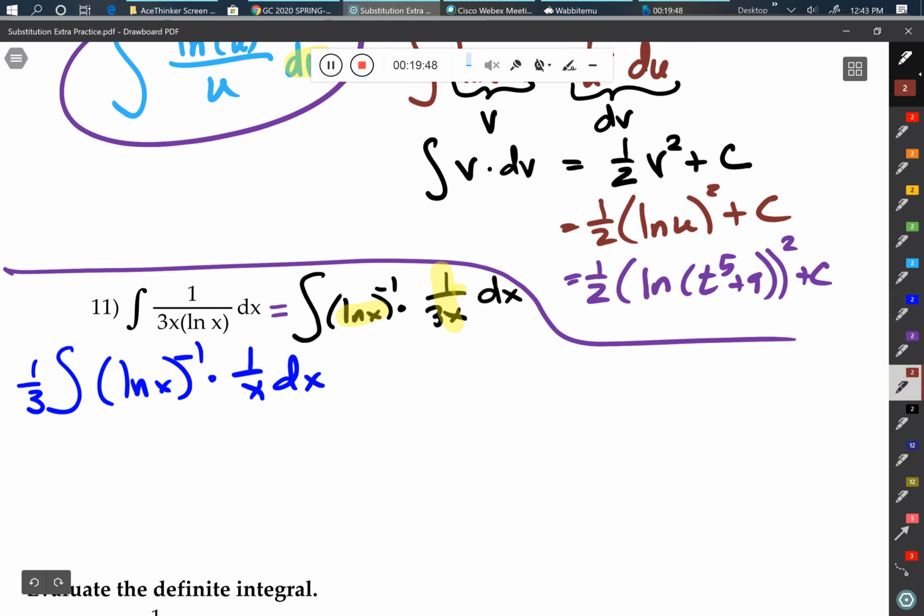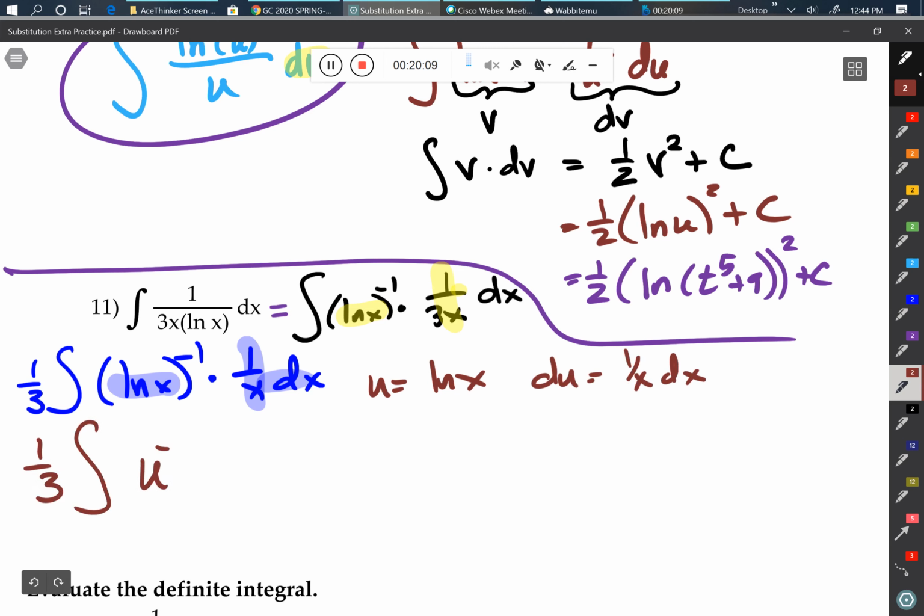And why did I do what I just did? Well, because I've seen a problem like this before. I want this and this to be there, because now if I do a u substitution and say u is the natural log of x, then my differential du is 1 over x dx, and I can perform a substitution here. The 1/3 out in front has not gone away, and so I get this.